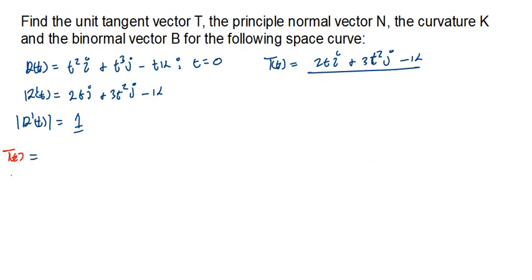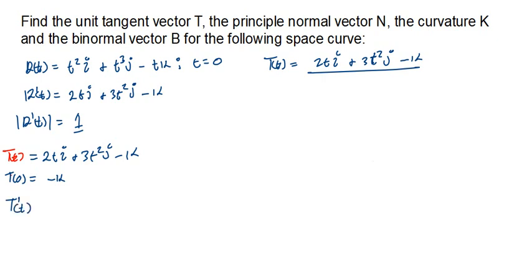Okay, so we can say it's 2t in the i plus 3t squared in the j minus k. If you want to evaluate this at t equals 0, you're going to have a 0 here and a 0, so that will just give you minus k. So when you evaluate that, I also have to find the first derivative of that.